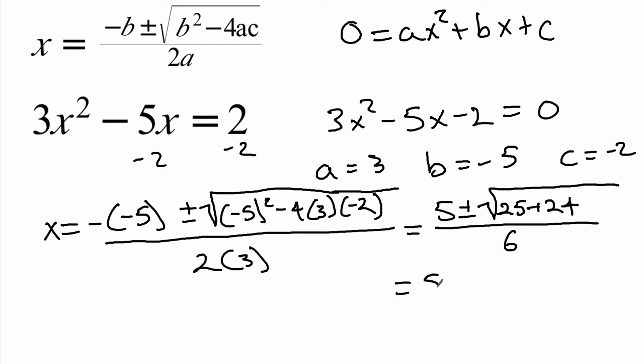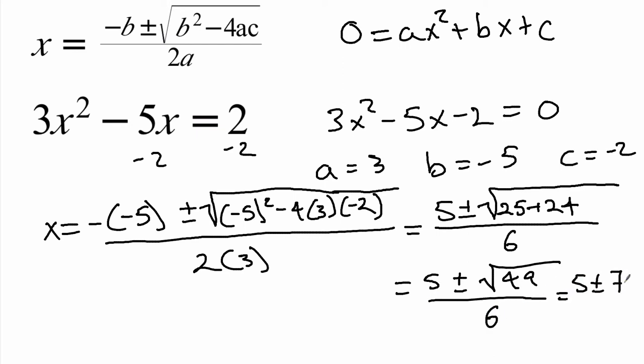Okay, so let's simplify this even more. 5 plus or minus the square root of 49, over 6. Well, the square root of 49 is the same thing as 7, so we have 5 plus or minus 7 over 6. So let's figure out what those two solutions are. 5 plus 7 over 6 is equal to 12 over 6, which is equal to 2.